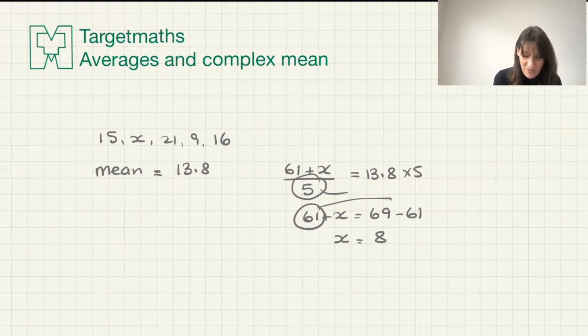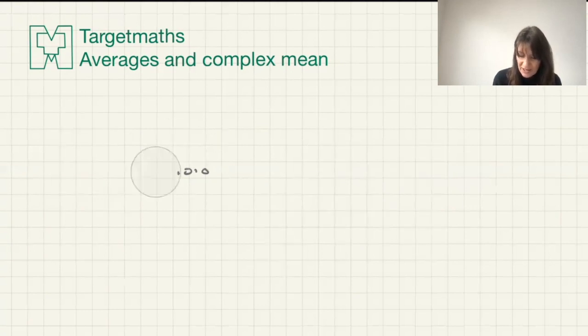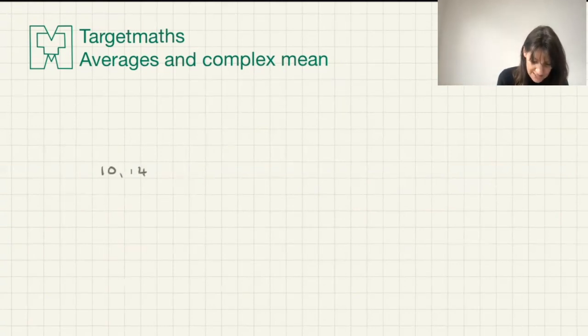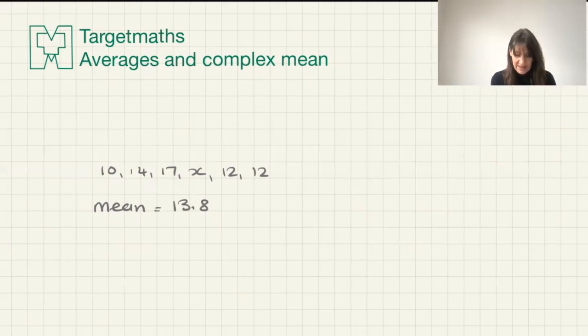Right, let's do one more before we see some other questions that link to this sort of thing. So I'm going to give you 10, 14, 17, x, 12, and 12. I'm going to tell you the mean is equal to 13.8. Off you go. Hit play when you're ready.